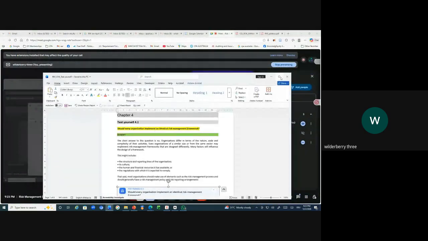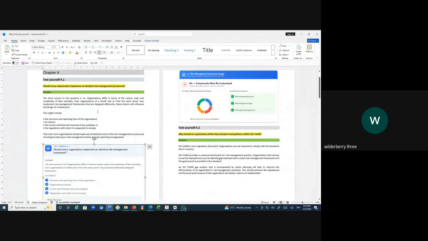Test yourself and stop and think. The easiest level is test yourself, and then it progresses a bit in difficulty, I would say. So how would you answer: should every organization implement an identical risk management framework? And why? So how would you answer this?